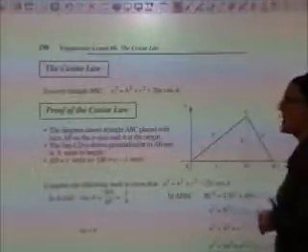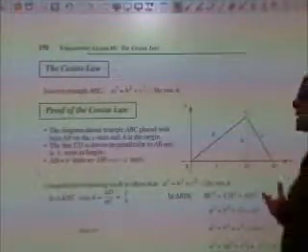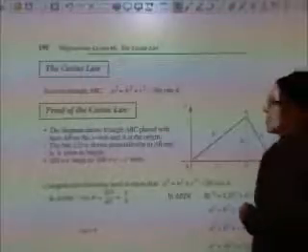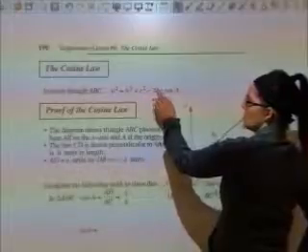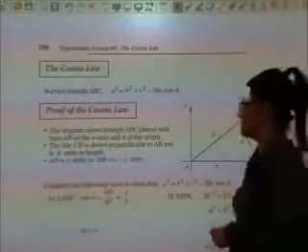The cosine law says in every triangle ABC, there exists the following relationship. a squared equals b squared plus c squared minus 2bc cos A, where a, b, and c are the sides of the triangle, and capital A, capital B, capital C would be the vertices.